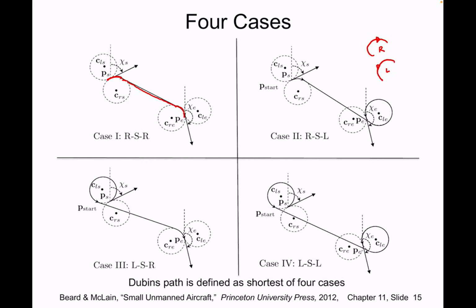This is case one. In case two, you have the right-hand side rotation, straight travel, and the left-hand side rotation. That's why this is called RSL, RSR. Similarly, here you have left-hand side rotation going straight, and then finally the right-hand side rotation. Here, you have left-hand rotation going straight, and at the end the left-hand side rotation. So the Dubin path is nothing but, out of these four cases, the shortest to go from point one to point two. This is the definition of the Dubin path.